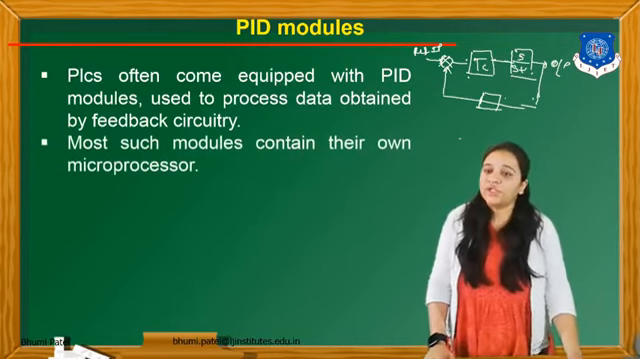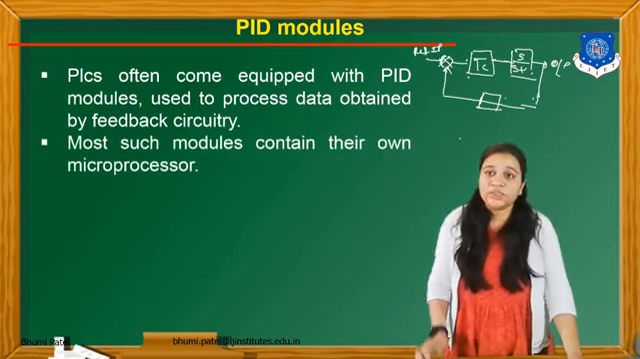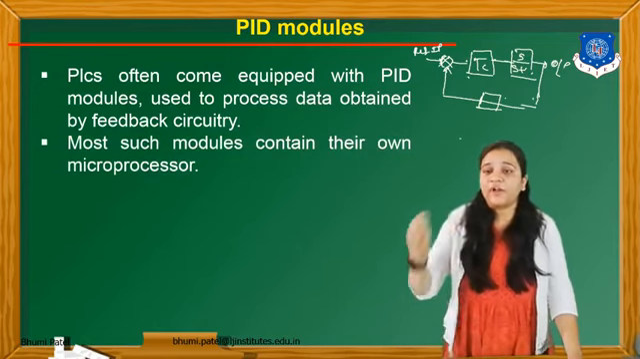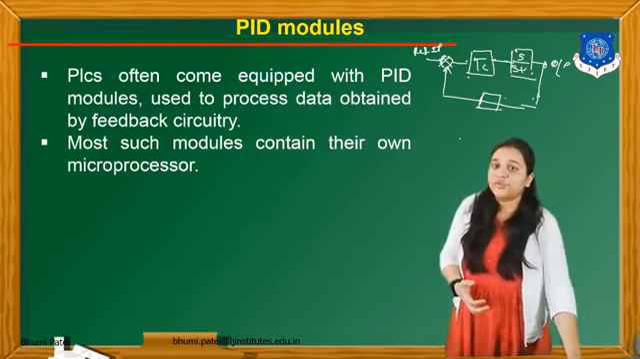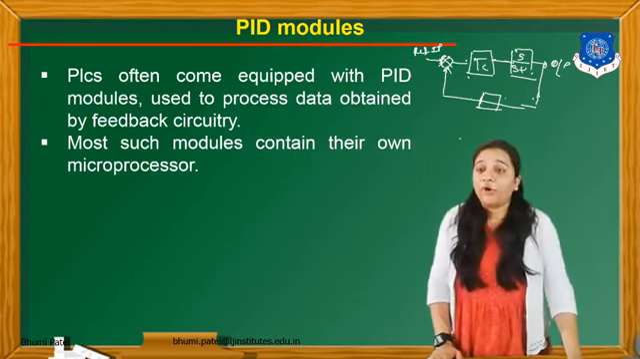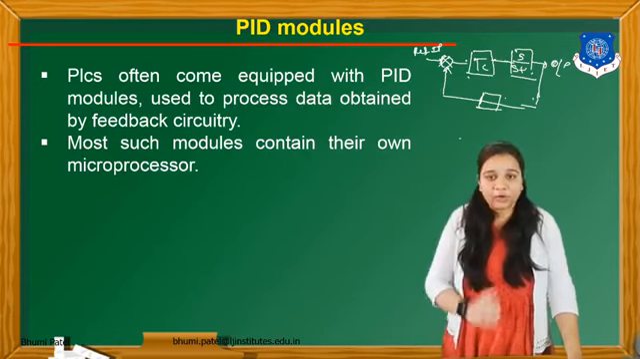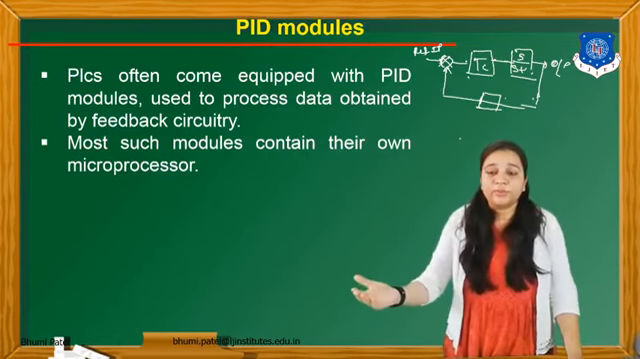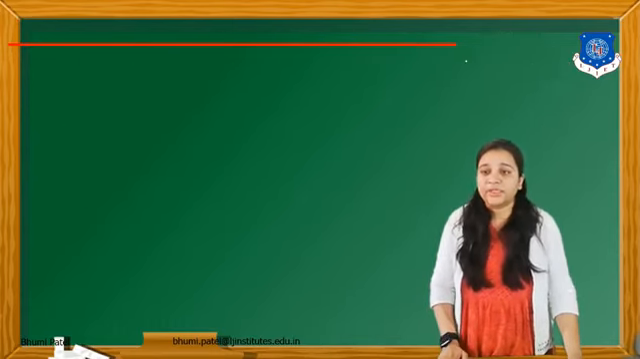Most such modules contain their own microprocessor. We can use a P controller, I controller, D controller individually for this particular plant, and we can also combine them as a PID module for this plant. Suppose we use a P and I controller for this process. The P controller has its own microprocessor and the I controller also has its own microprocessor.